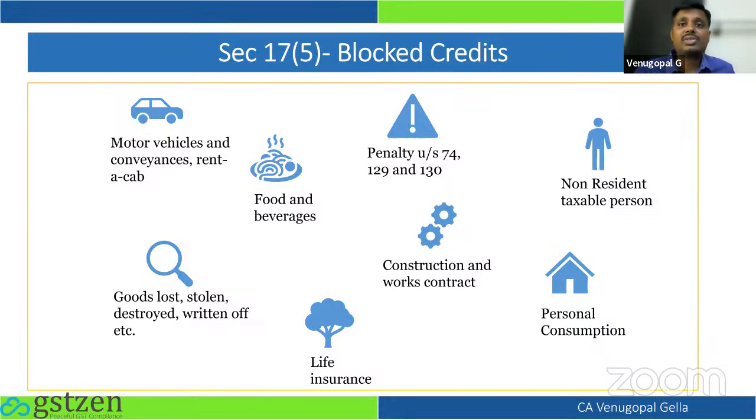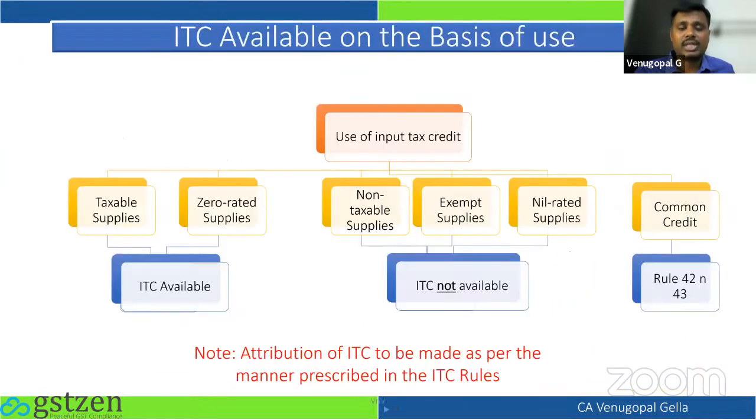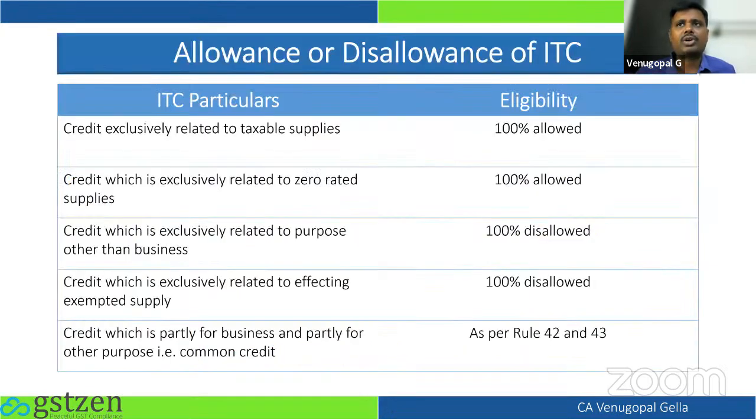There are other credits which are blocked on the basis of usage. If your purchases are towards taxable supplies, exports or zero-rated supplies, ITC is available. But if they are towards exempt or non-taxable supplies or for personal reasons, ITC is not available. There could be a situation where the ITC is commonly used for both. They have given a mechanism under Rules 42 and 43 to utilize it. I will not spend much time on this, but I thought I'd quickly walk you through it. So these are the provisions of the allowance.